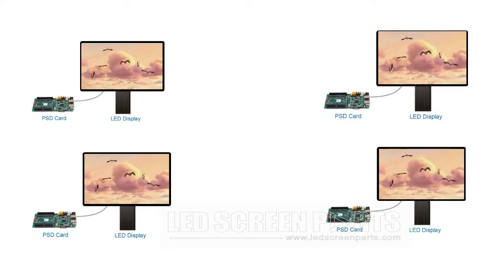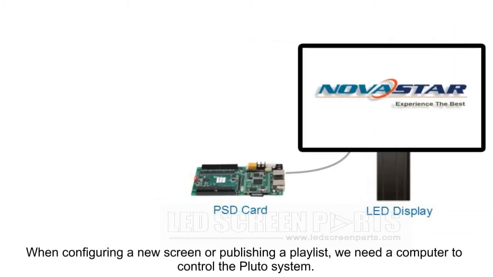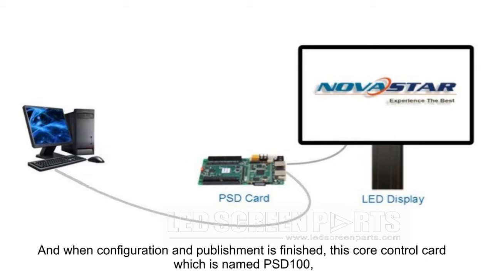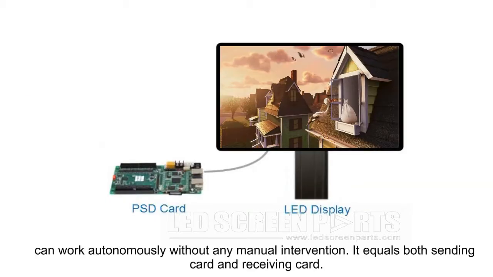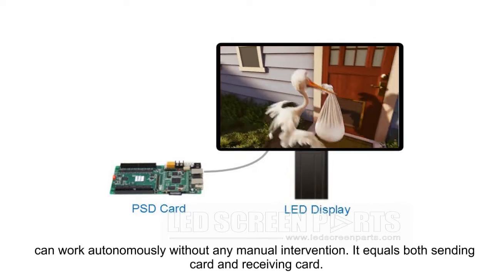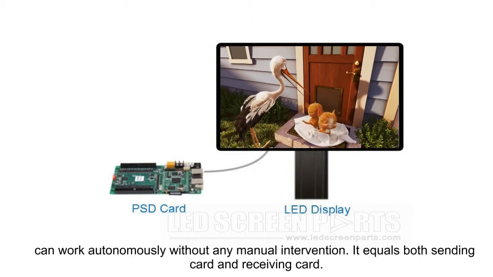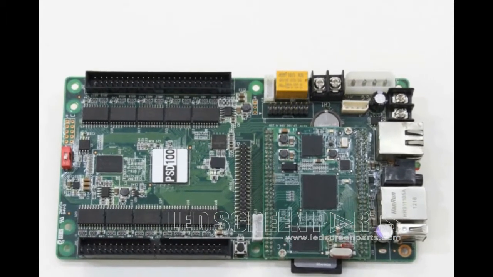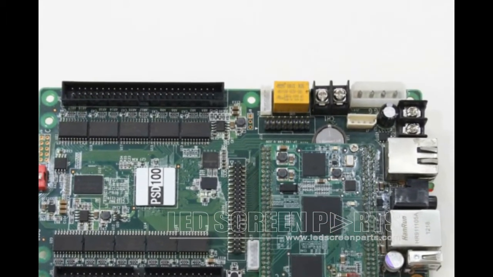When configuring a new screen or publishing a playlist, we need a computer to control the Pluto system. And when configuration and publishment is finished, this core control card, which is named PSD100, can work autonomously without any manual intervention. It equals both sending card and receiving card. Now we are going to illustrate this PSD100 in detail.